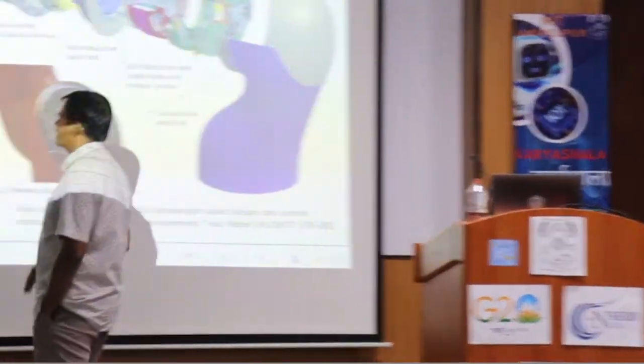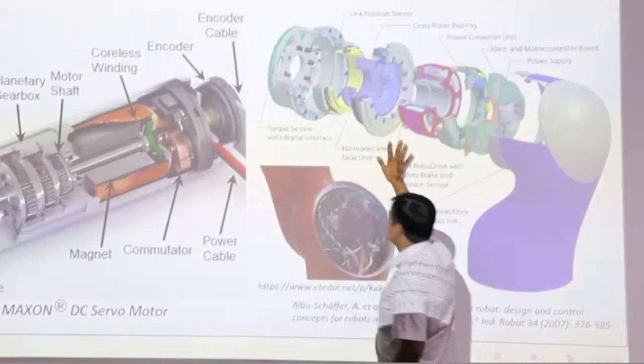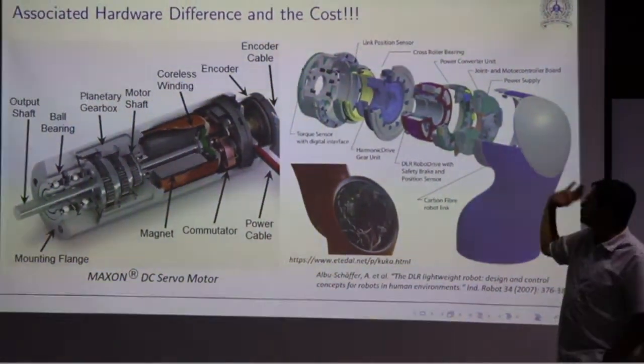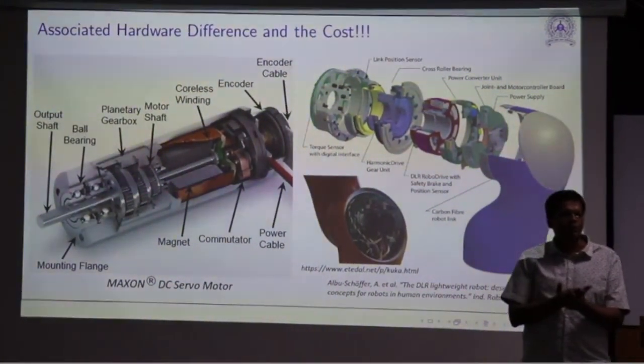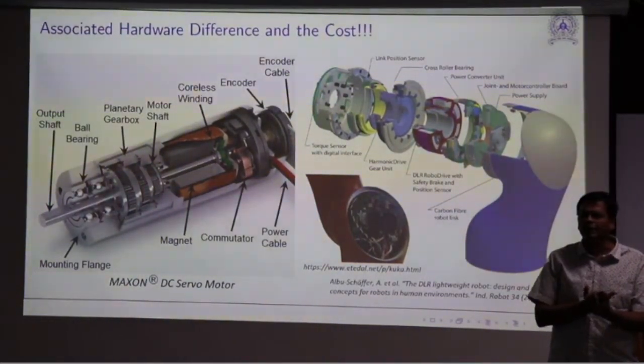Backlash is normally quite high in this kind of gearbox. This is a different kind of gearbox known as harmonic drives. That kind of drive has a very, very negligible amount of backlash. Why is it that important?